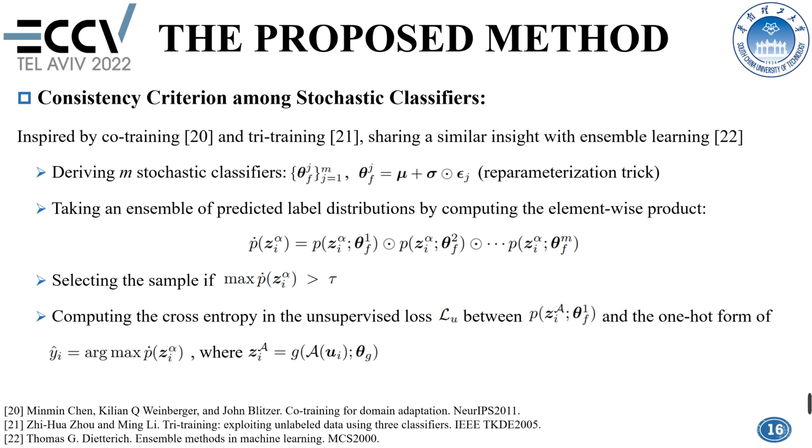Inspired by co-training and tri-training, which leverage category predictions of one or two classifiers on unlabeled samples to enlarge the training set, a designing principle is based on majority voting that shares a similar insight with the popular techniques of ensemble learning. Specifically, we sample multiple classifiers from a learned Gaussian distribution. For the weakly augmented version of any unlabeled sample, we calculate the element-wise product of category predictions from these stochastic classifiers, and select samples with the maximum value in the product higher than a predefined threshold tau.